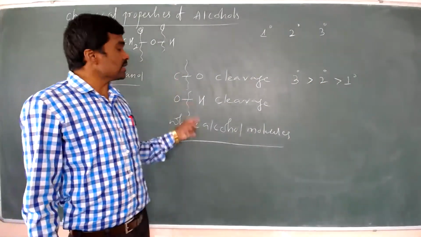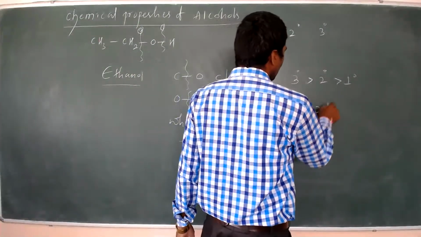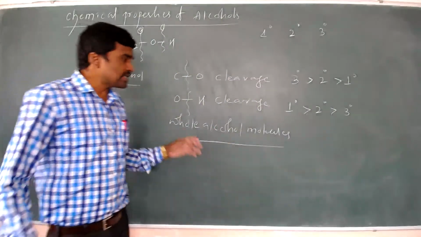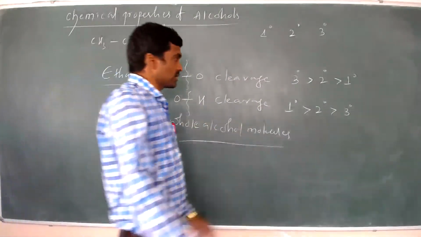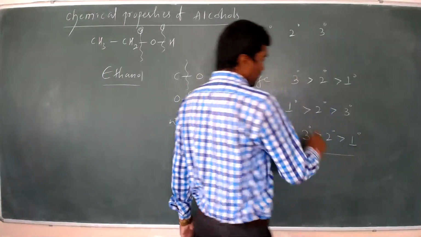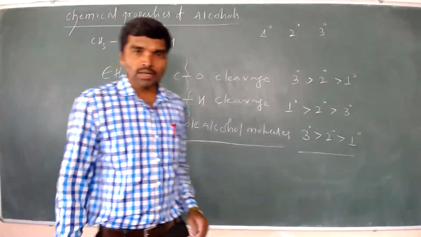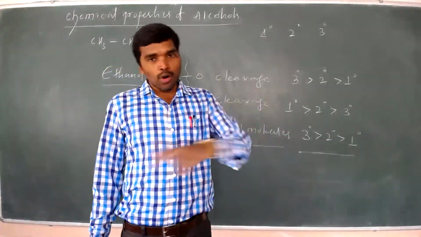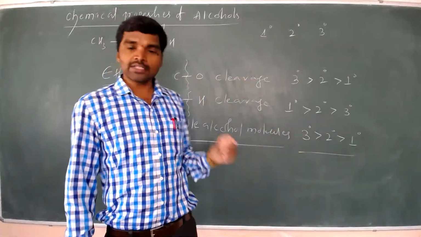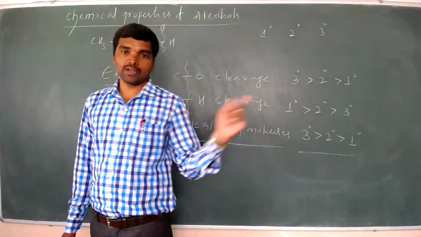For oxygen to hydrogen cleavage reactions, the reactivity order is primary greater than secondary greater than tertiary. For reactions involving the whole molecule, it is tertiary greater than secondary greater than primary. You remember, this is the order of reactions. Here I will explain both types: the C-O bond cleavage reaction and the O-H bond cleavage reaction.